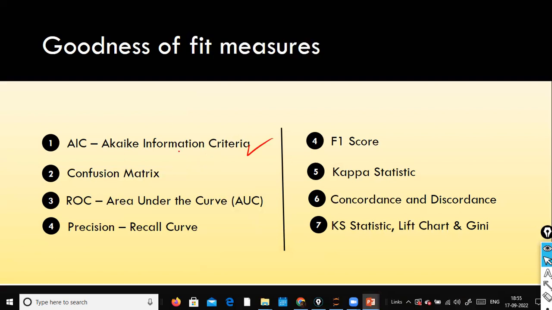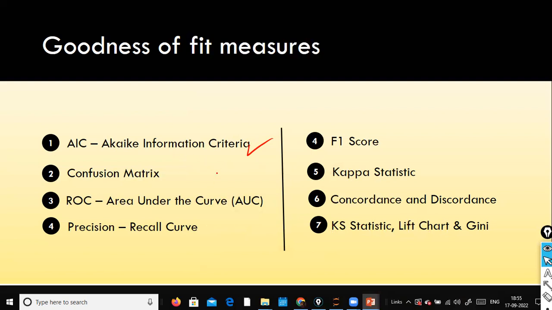But with one metric alone, we cannot decide my model is performing well. Just because my AIC is less, we cannot say my model is performing well. You need to evaluate with various metrics. In this case, I mentioned 7 metrics.